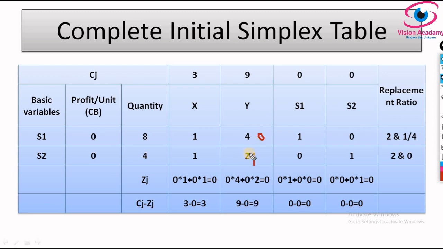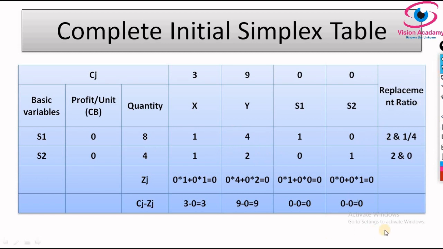Since it is the key element, we have to divide this whole row by the key element. When we divide by the key element, 2 by 2 we will get 1. Then we have to multiply the result of this row by -4 and add it to the other row, so the sum of the rows will be 0. So this value will be 0.